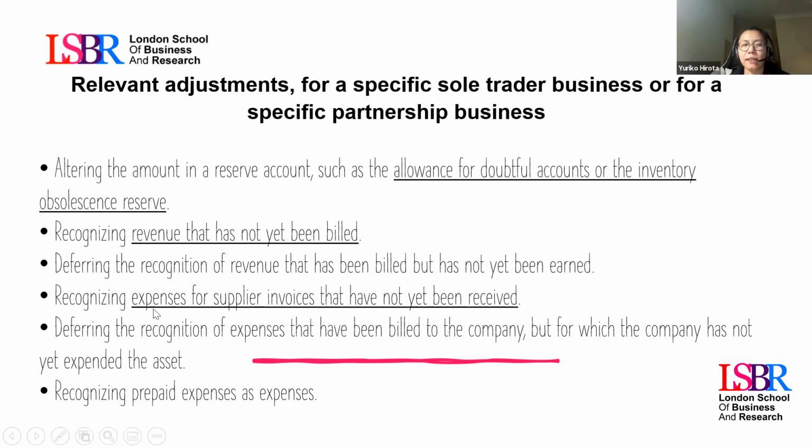The same happens in terms of expenses, when we incur an expense but we don't have the document to prove it, or we have the document to prove it but the money hasn't been paid. We haven't made the payment, but we are aware that we incurred an expense. And the last relevant adjustment is related to recognizing prepaid expenses as an expense, which is very related to accruals and prepayments.